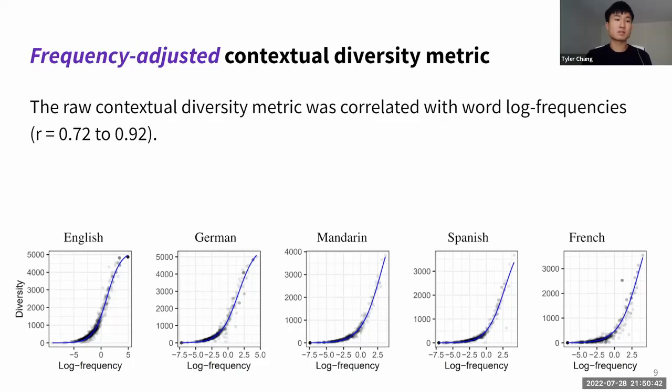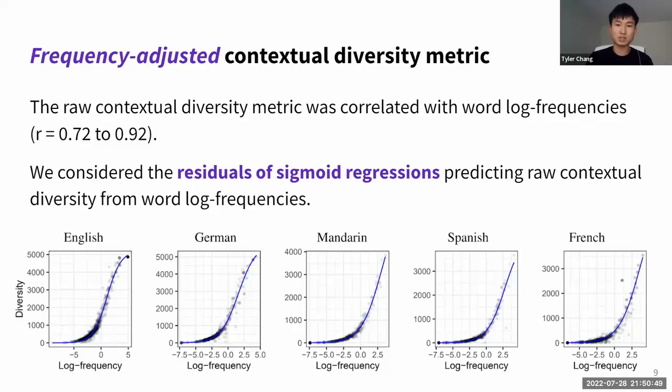So to account for this nonlinear correlation between the raw metric and frequency, we considered the residuals of sigmoid regressions that were predicting this raw contextual diversity metric from word log frequencies. These are the fitted curves, the blue curves in each of the plots. Then the residuals reflect the contextual diversity metric of co-occurrence counts, but after accounting for the expected co-occurrences based on word frequencies. This was our final contextual diversity metric, and in other slides, when we talk about the contextual diversity metric, we'll be referring to this frequency-adjusted metric. So maybe we then hope to isolate the effects of contextual diversity independent from word frequencies.